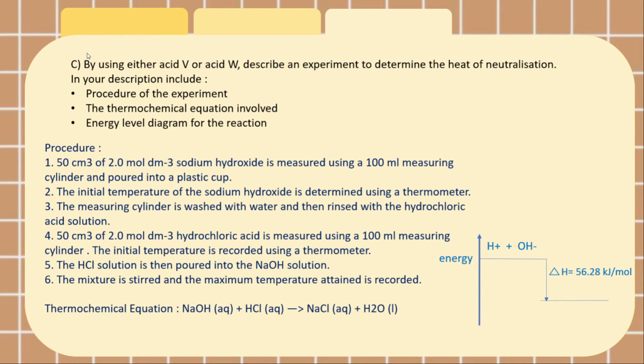The measuring cylinder is washed with water and then rinsed with the hydrochloric acid solution. 50 cm³ of 2.0 mol dm⁻³ hydrochloric acid is measured using a 100 ml measuring cylinder. Its initial temperature is recorded using a thermometer. The hydrochloric acid solution is then poured into the sodium hydroxide solution. The mixture is stirred and the maximum temperature is recorded. The equation is NaOH + HCl → NaCl + H2O. The energy level diagram shows that this reaction is an exothermic reaction.